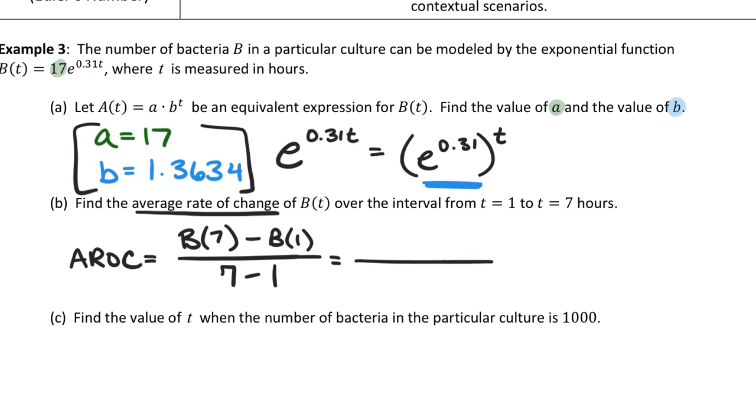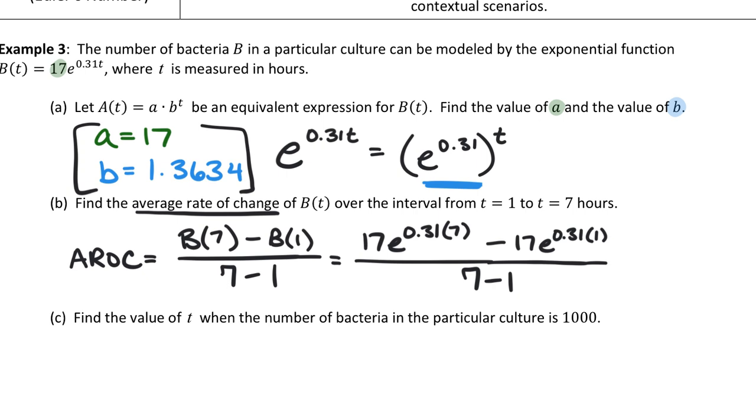I would have the entire function 17 times e to the 0.31 multiplied by 7. Then I'm going to subtract b of 1, which means take the entire b of t function, but plug in the number 1. All of that over 7 minus 1. Thank goodness this is a calculator question, am I right? We're going to type all of that in at one time because we're not going to round and make a mistake on rounding. So we make the fancy fraction.